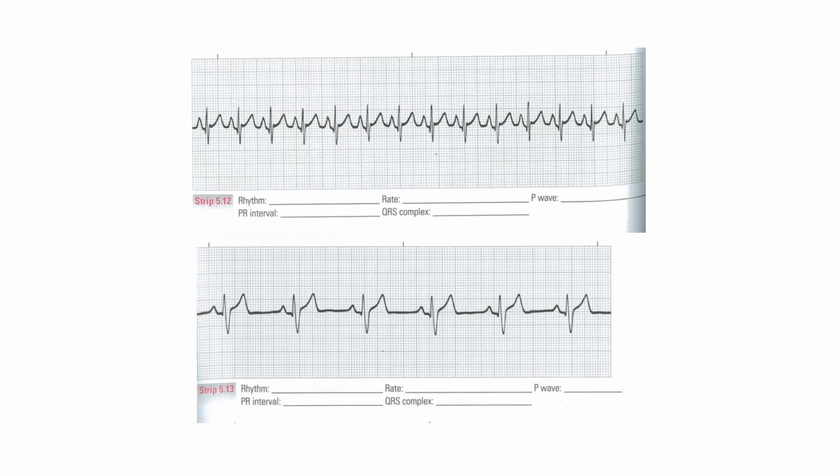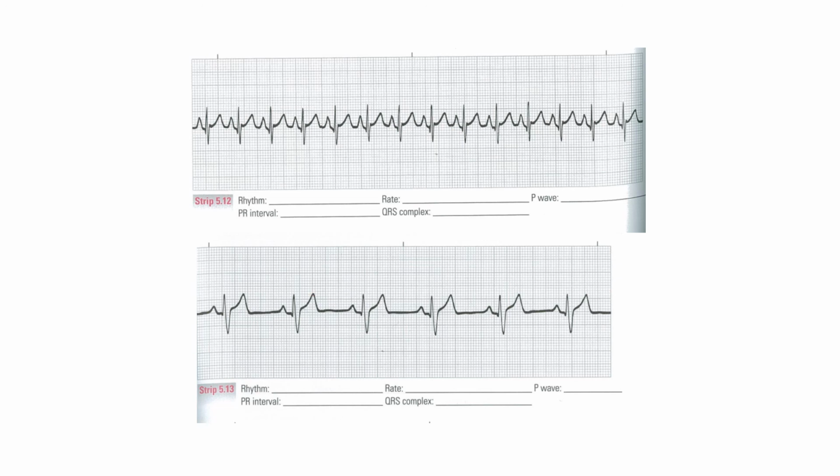All right, then let's do 513. The rhythm is regular, so we're going to do the small box conversion table. With that, you have about 27 baby boxes, and that gives you a heart rate of 56.